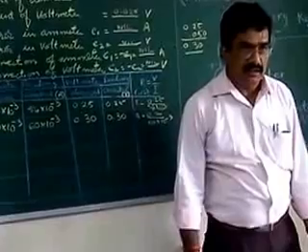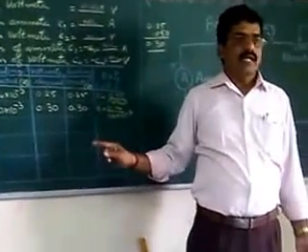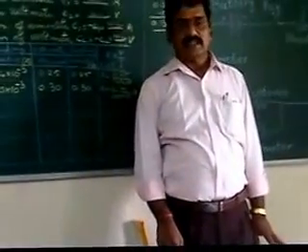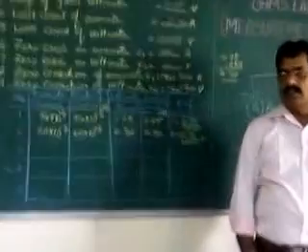However, we also have to draw the graph of potential difference versus current. From that also, you can find the resistance and divide it by the length. You will get the resistance per unit length.